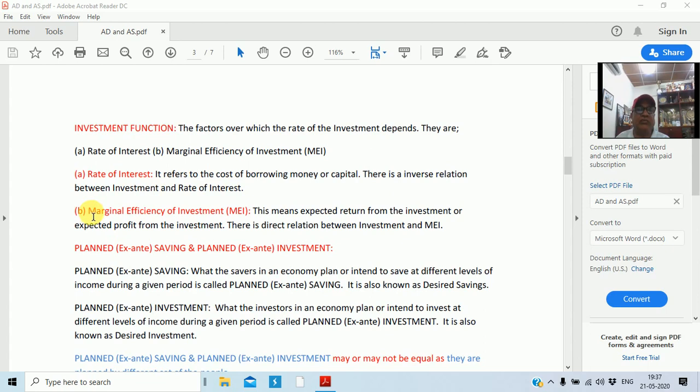The second factor which affects investment is the marginal efficiency of investment, or in some places you will find marginal efficiency of capital. What does it mean? When you are going for investment, what is the expected return? What is the expected profit? Certainly you look at what you are going to get in your hand after completing the investment. That is called expected return. That is called expected profit.